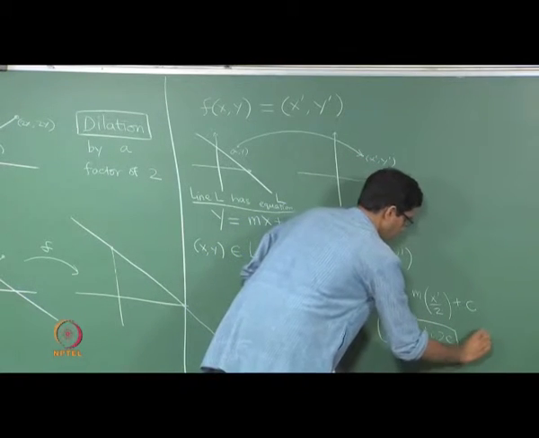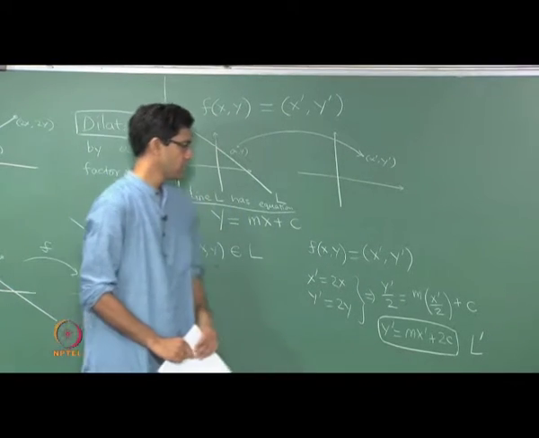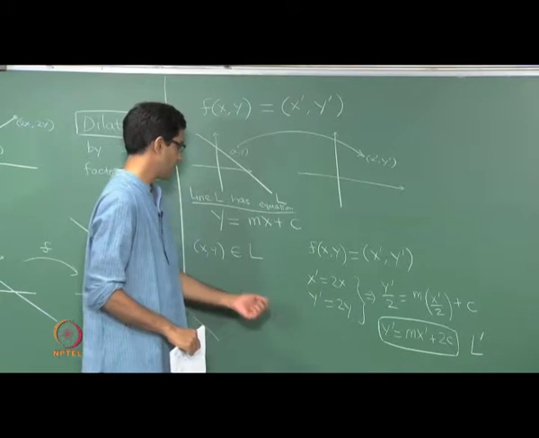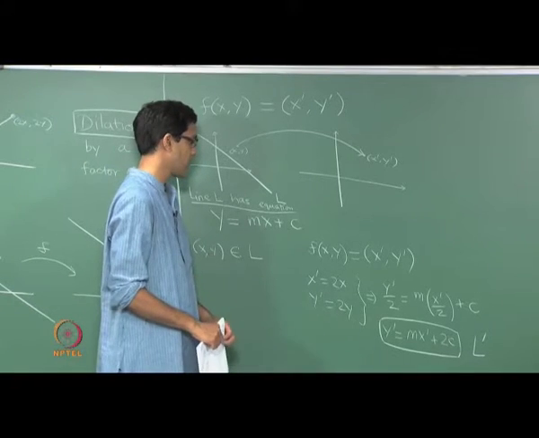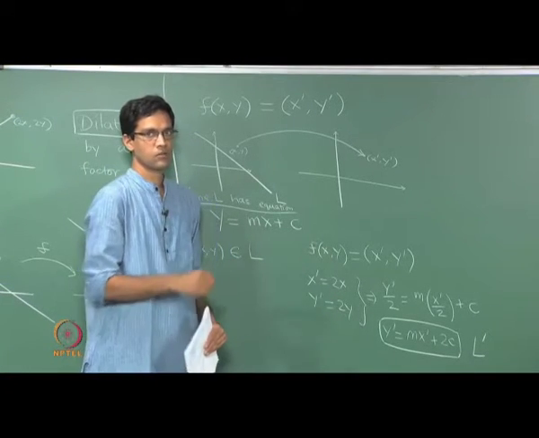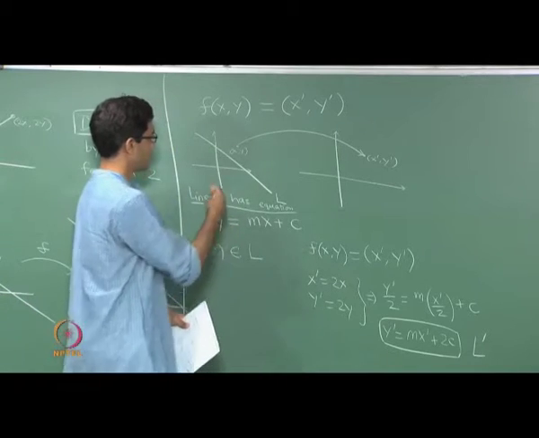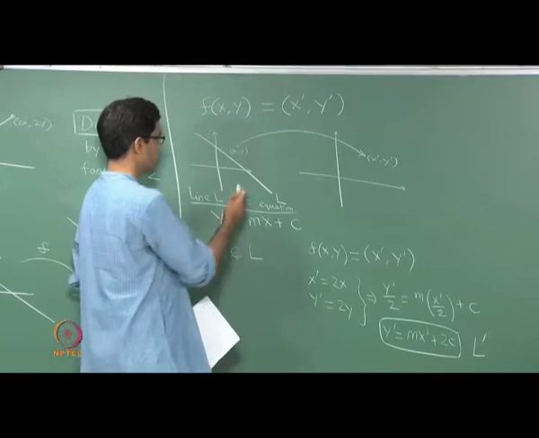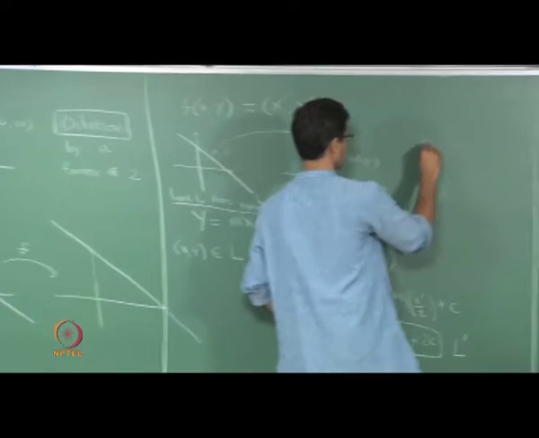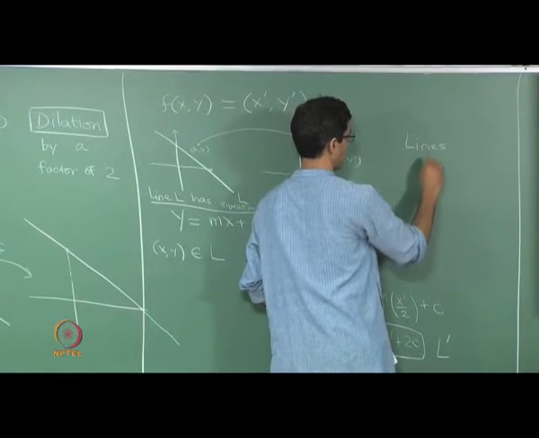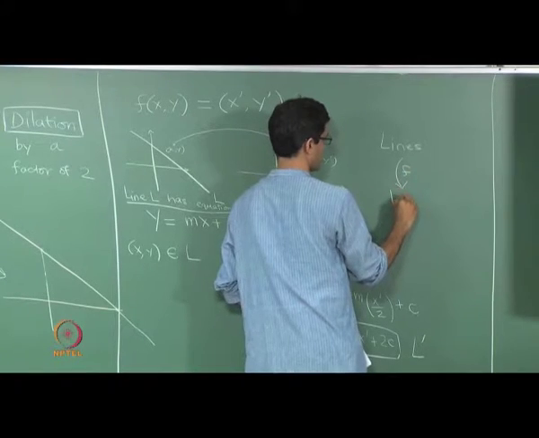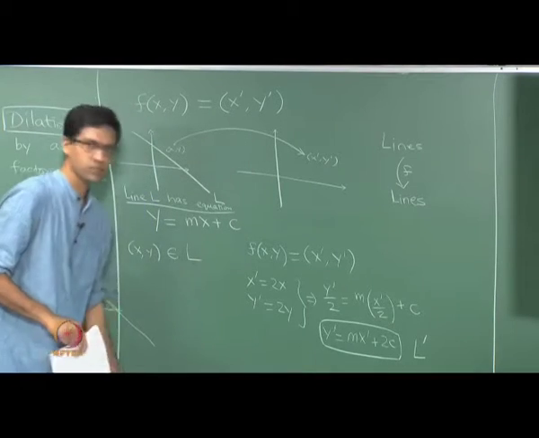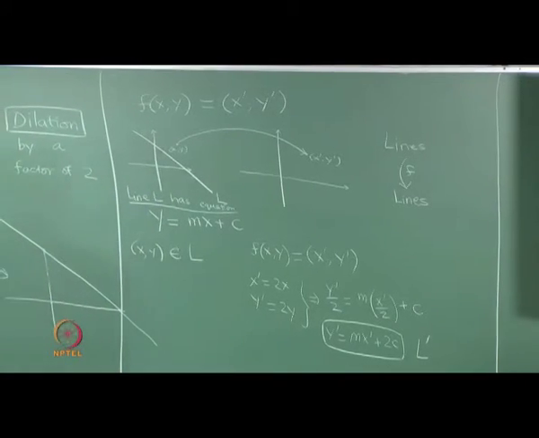So, this new equation is again the equation of a line, which we will now call L dash. This new line looks more or less like the old line L, except that c is replaced by 2c. Remembering that c is sort of like the y intercept, it is a line whose y intercept is twice the y intercept of the original line, if you wish. So, lines map to lines, that is the moral of this analysis. Lines map under this function f back to lines. So, that is one aspect of what this map, the dilation map, does.